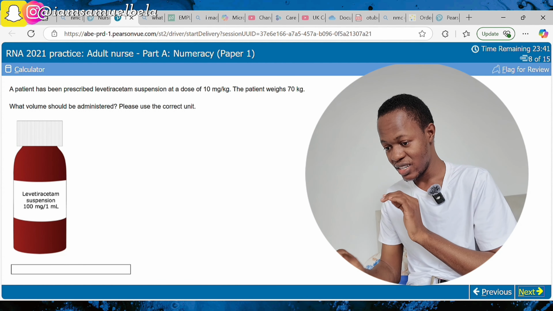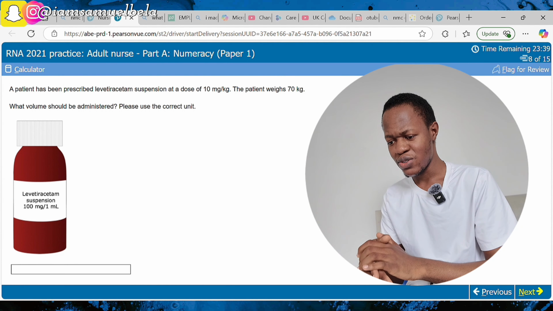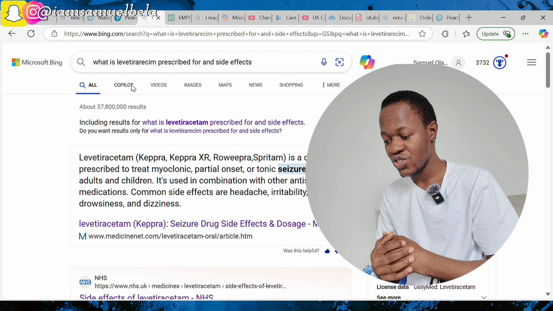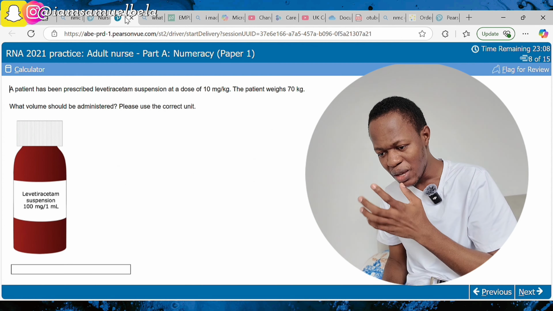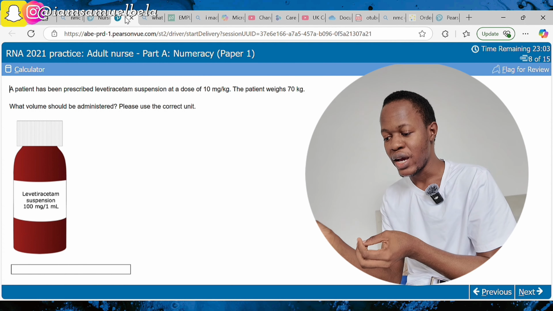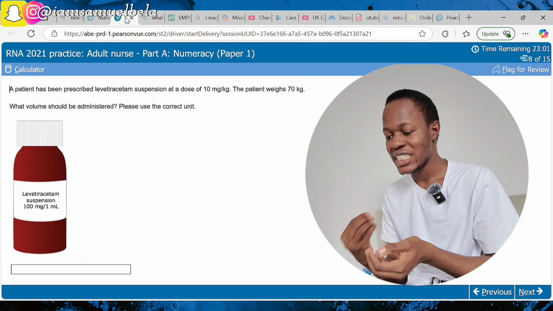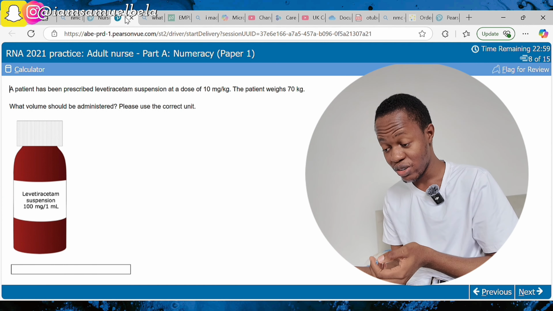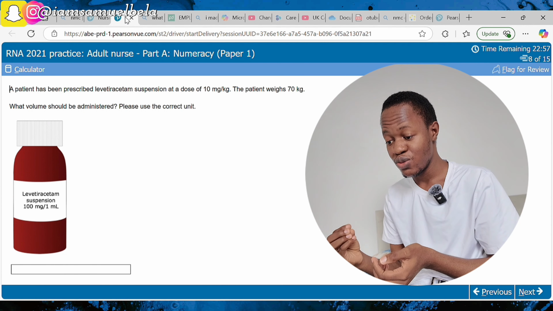I hope you understand. A patient has been prescribed levetiracetam suspension. It is something that is used for people that have seizures. A patient has been prescribed levetiracetam suspension at a dose of 10 milligram per kg. So this person weighs 70 kilograms. What volume should be administered?